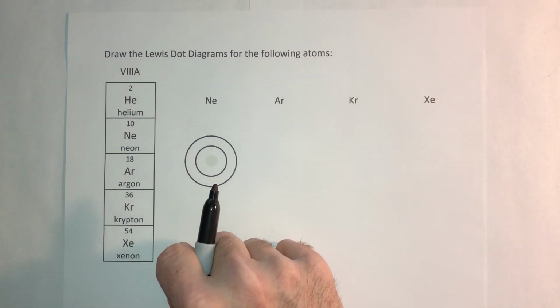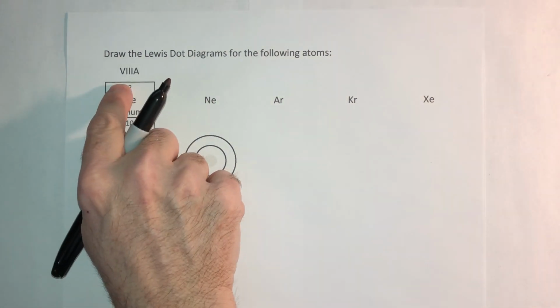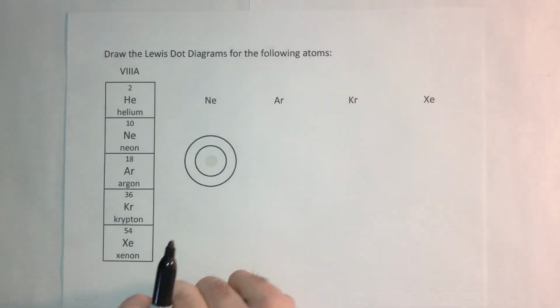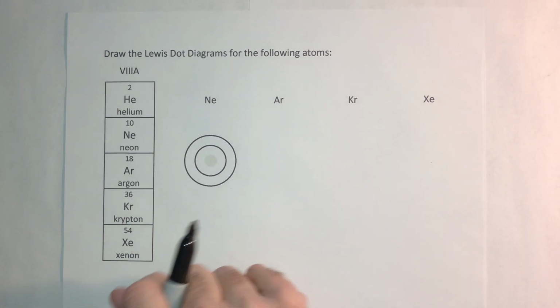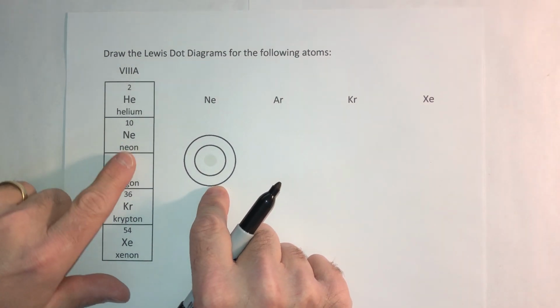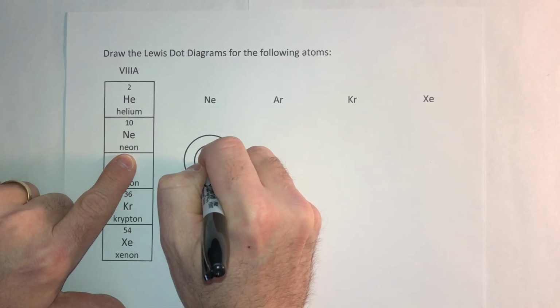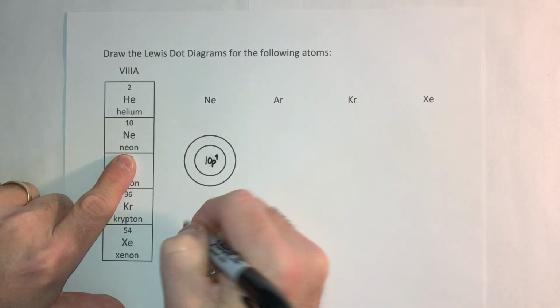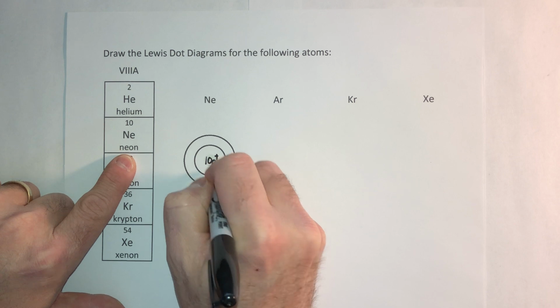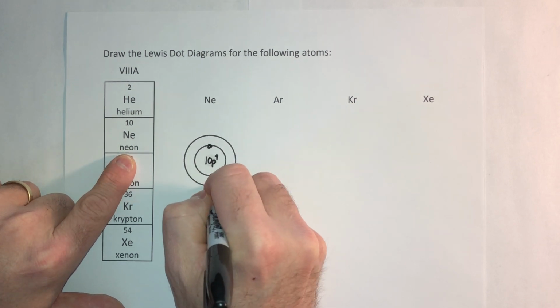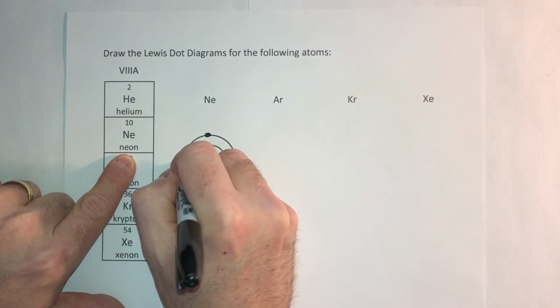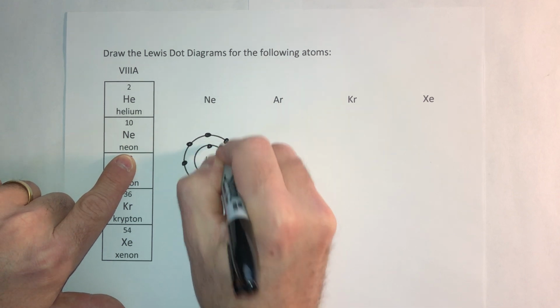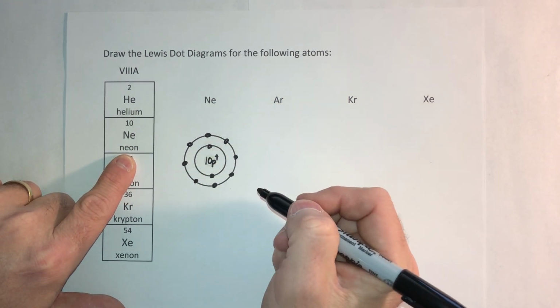Let's talk about the noble gases. Group number 8A, the very last ones over on the side of your periodic table. If we were to draw the Bohr diagram for neon, neon has 10 protons and therefore 10 electrons. 2 in the first ring and 8 in the second ring. 2 plus 8 is 10.